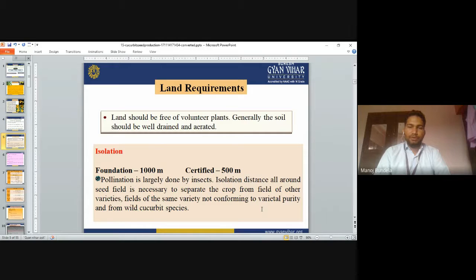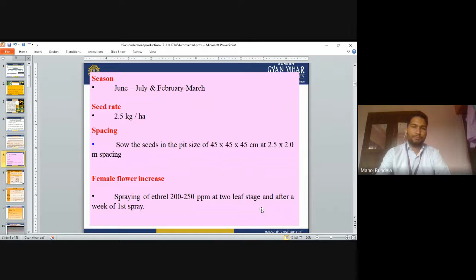The field should be of the same variety, conforming to varietal purity, and free from wild cucurbit species. A field of the same variety means the seeds will not be mixed with any other variety, so it will be free from any other varietal impurity.